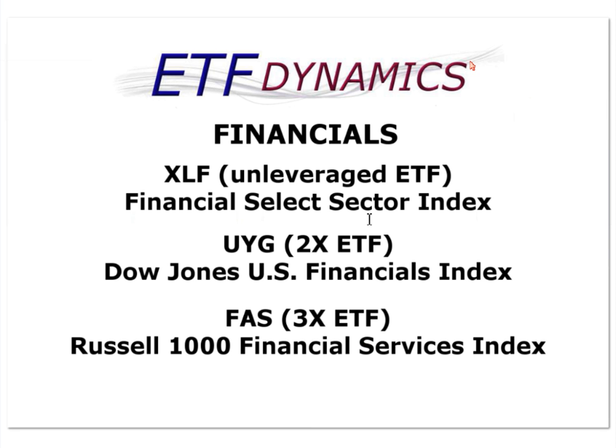And I want to point out that all three of these are based on different indexes. There's not a triple leveraged for the actual Financial Select Sector Index. There's not a double leveraged either. There's not a triple leveraged for the Dow Jones U.S. Financials Index. They're all based on different indexes because of who the issuer may be of the ETF. You know, the FAS is Direxion. They tend to base a lot of their ETFs on Russell indexes. And why is this important?